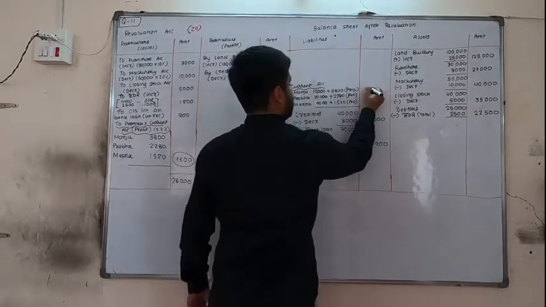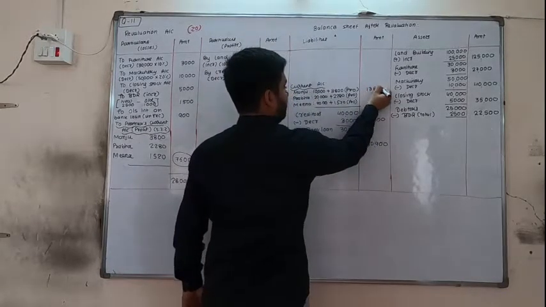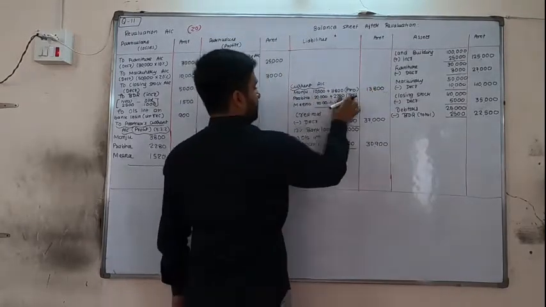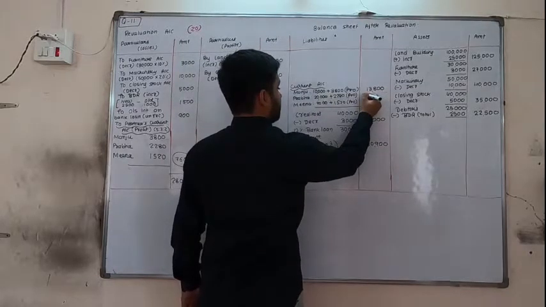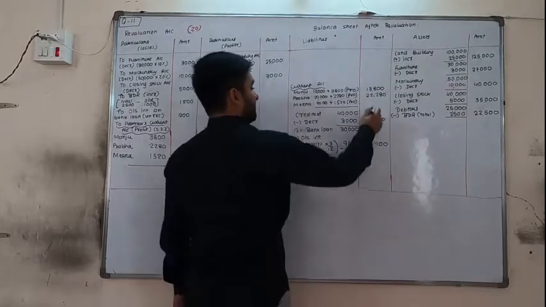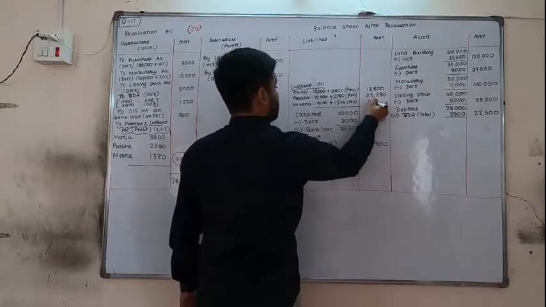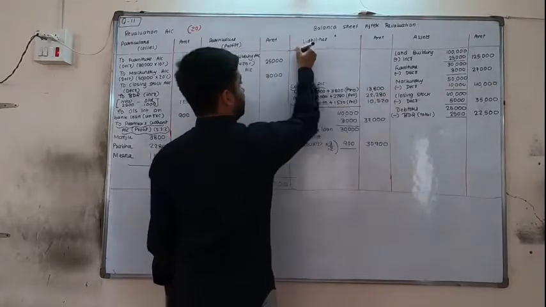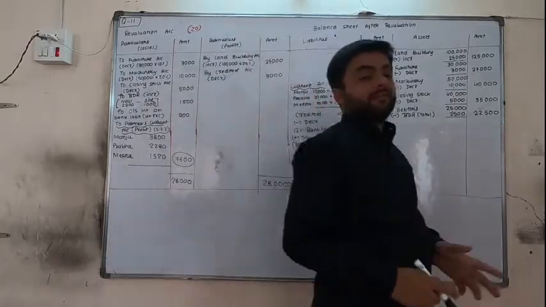Now 10,000 plus 3,800 is 13,800. 20,000 plus 2,280, so 22,280. 9,000 plus 1,520 is 10,520. Okay, these things are recorded.